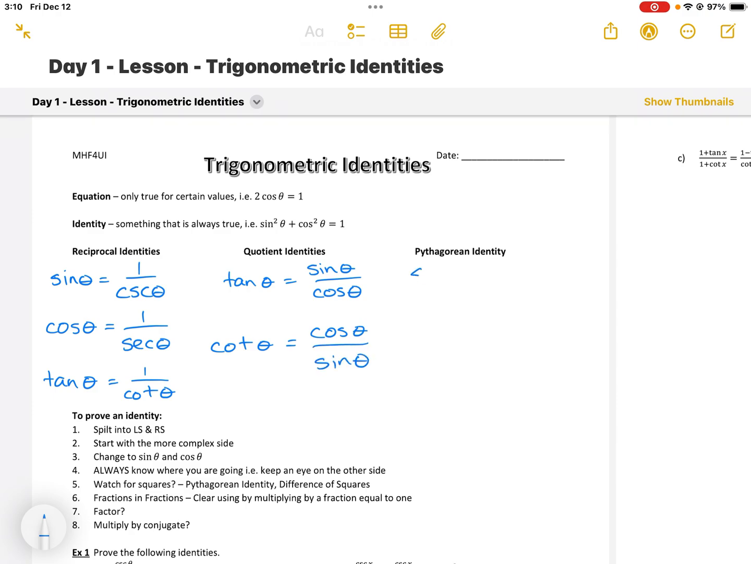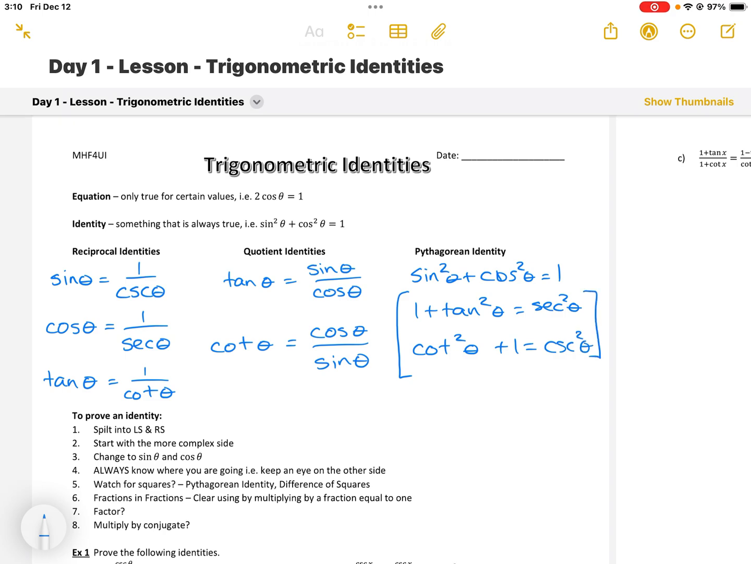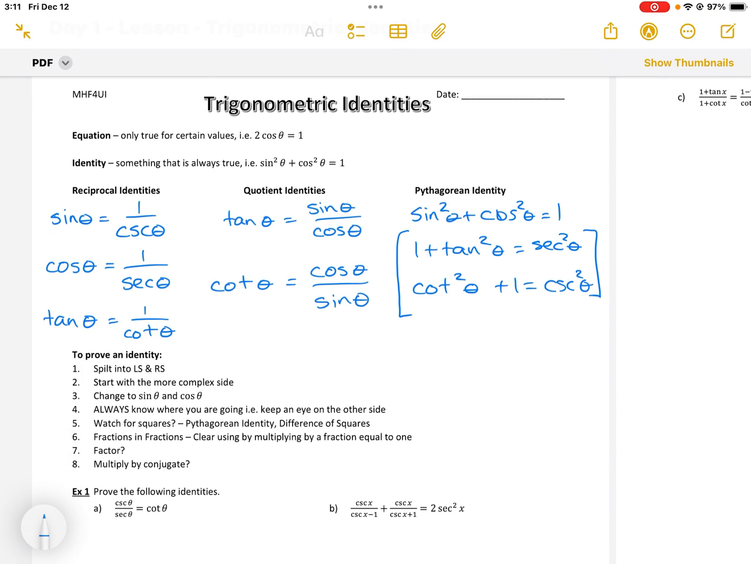And then Pythagorean identities, we have sine squared theta plus cos squared theta equals 1. That is the main one. There are two other ones that you can use: 1 plus tan squared theta equals secant squared theta, and cotan squared theta plus 1 equals cosecant squared theta, but those ones are kind of fancy, and you don't need to know them to do most of the problems.